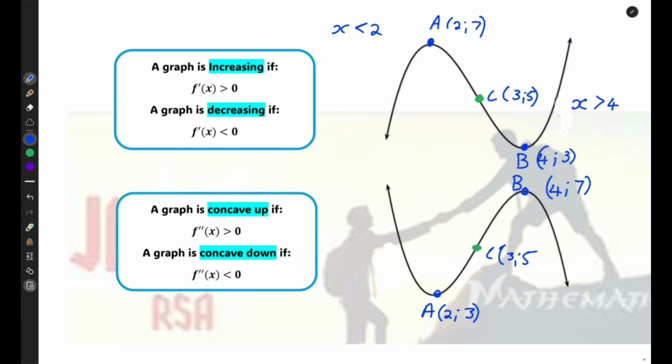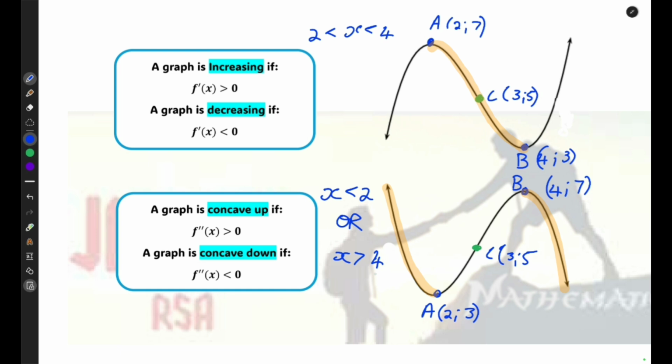Let's look at the other one where they now ask me where is it decreasing. Everything just flips. The top graph is decreasing when x lies between the two turning points, so 2 and 4. And the bottom one is decreasing when x is less than 2, or when x is greater than 4.